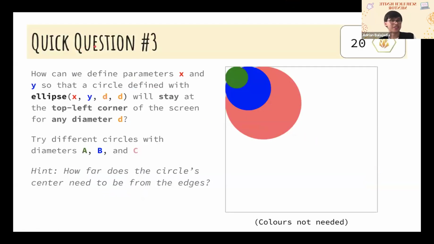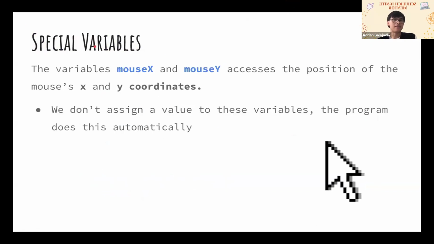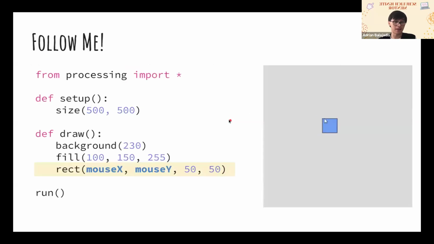We'll finish off with a quick question, but another thing, later on you'll be developing more games. You could access the mouse's X and Y coordinates, and you don't have to assign these values because the program does this automatically. It looks something like this. You have setup, draw, background, fill, and then remember how when you're making a rectangle, you need to specify an X and a Y. Well, since draw loops continuously, you could just update it based on the mouse's X and Y position.